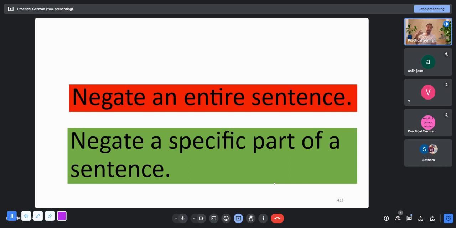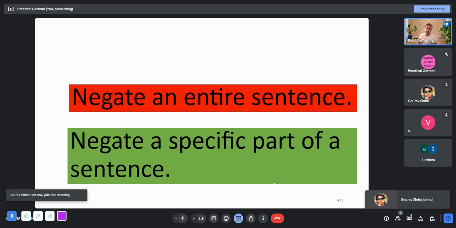A sentence has a subject, a verb, an object. A sentence can also have an accusative object, a dative object. A sentence can also have prepositions, right? A sentence can also have adjectives, right? Depending on which part you want to negate, that is what the green banner means: negate a specific part of a sentence. Now, how do you do both these things? We will learn with the help of exercises. Feel free to interrupt anytime you have a question.